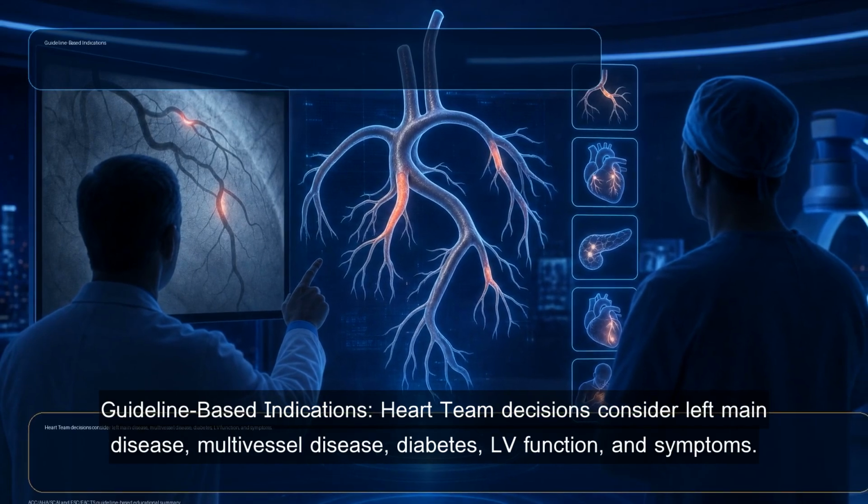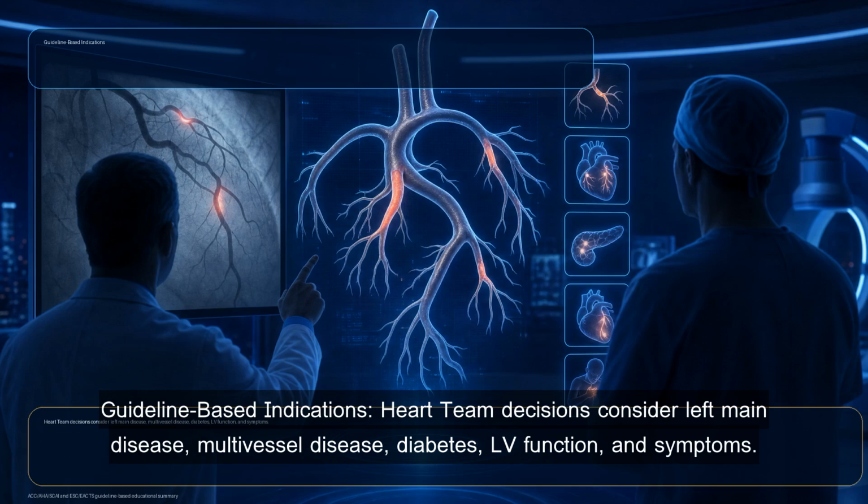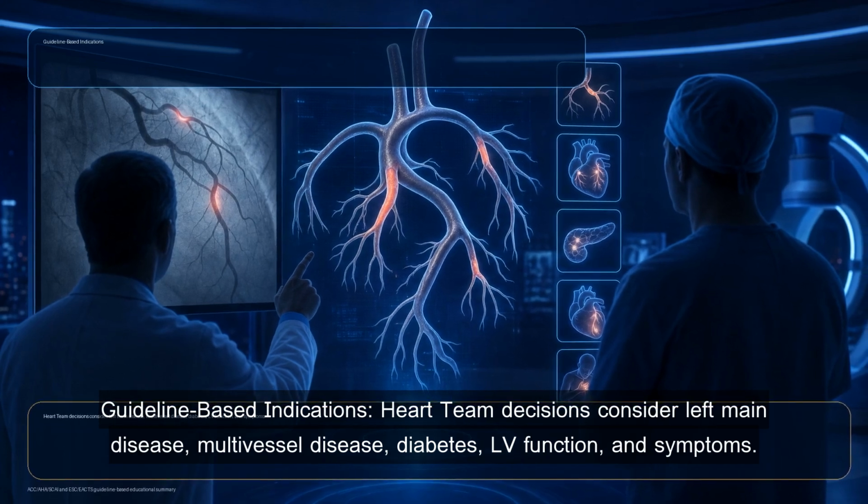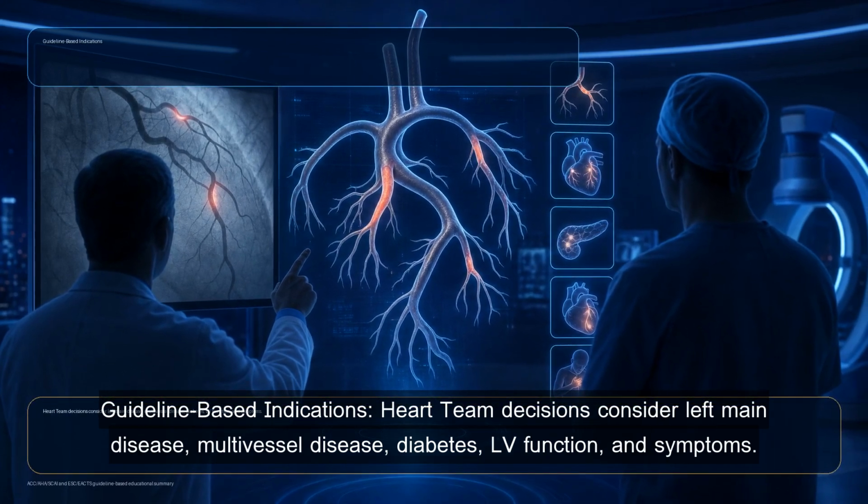CABG may also be considered when angina remains uncontrolled despite optimal medical therapy, or when PCI is not technically suitable or has failed. The decision is not based on one artery alone. Doctors look at the coronary angiogram, the SYNTAX score or anatomic complexity, heart pumping function, diabetes, kidney function, frailty, bleeding risk, patient goals, and expected benefit.